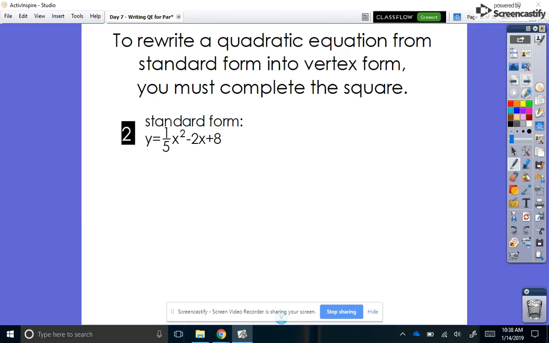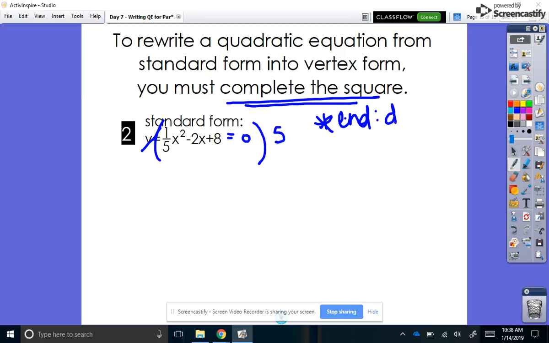Okay, last one. I'm still going to put this into vertex form by completing the square, but remember, a has to be 1. So to make this 1, let's say this equals 0, I'm going to multiply everything by 5. But when you do that, I need you to make yourself a note that says, in the end, you have to do the opposite thing. You have to put that back. Divide by 5. So if I multiply by 5, I get x squared minus 10x plus 40 equals 0.